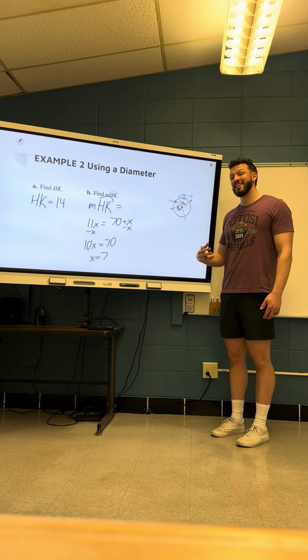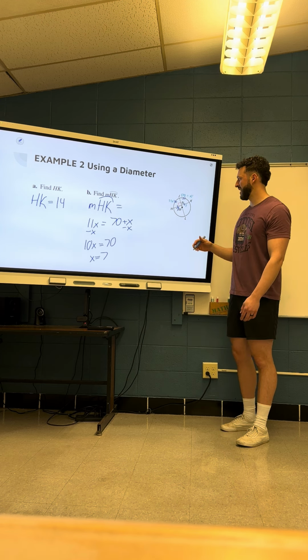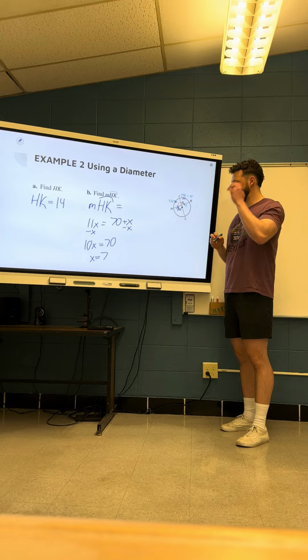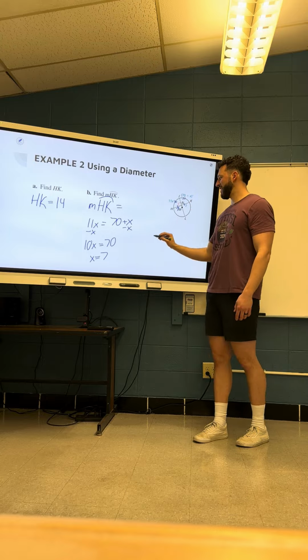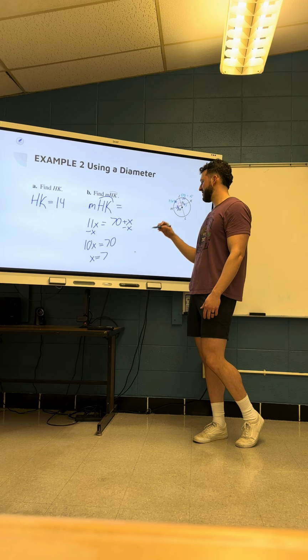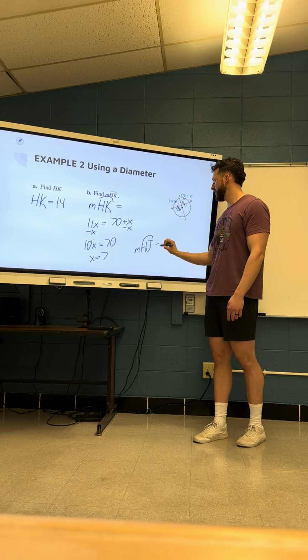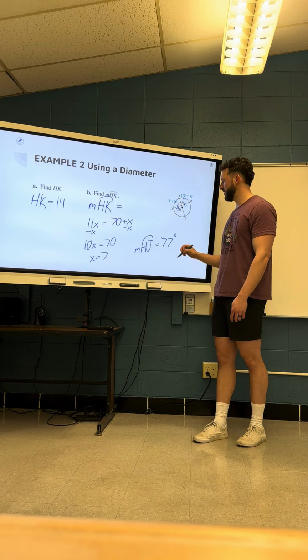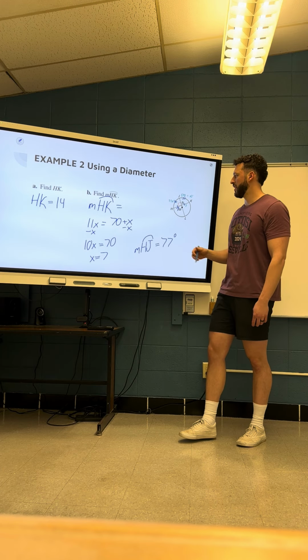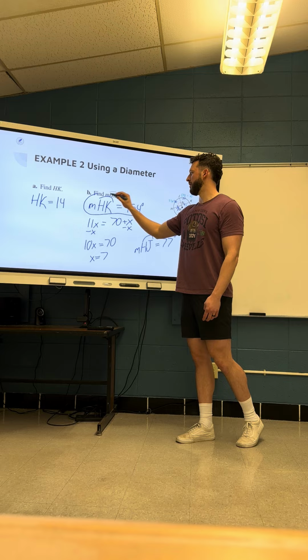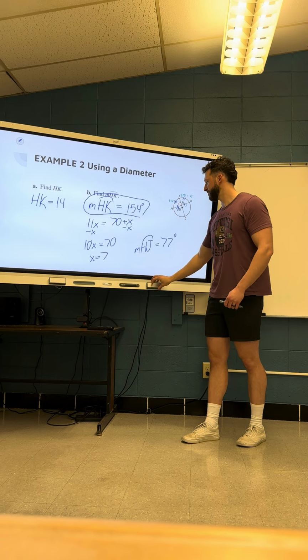All right, now is that the measure of arc HK? No, it's not. It's just the measure of one part. We just have to plug that into either one. When we do that, we find that half of it, so for instance, measure of arc HJ is equal to 77 degrees. Multiply that by 2, now we get 154 degrees, and that is the measure of arc HK.